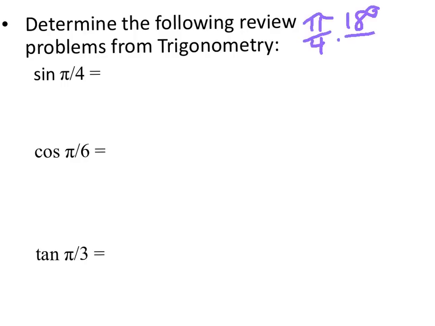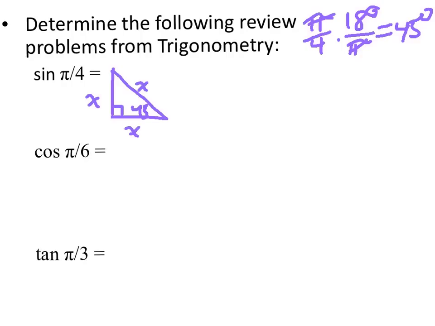any radian measure to a degree measure, you multiply by 180 over pi. So in this case, this is equivalent to 45 degrees. So we've got to think about the 45, 45, 90 triangle, the ratios in that triangle, and they are x, x, x radical 2, or some of you may know it as 1, 1, radical 2.